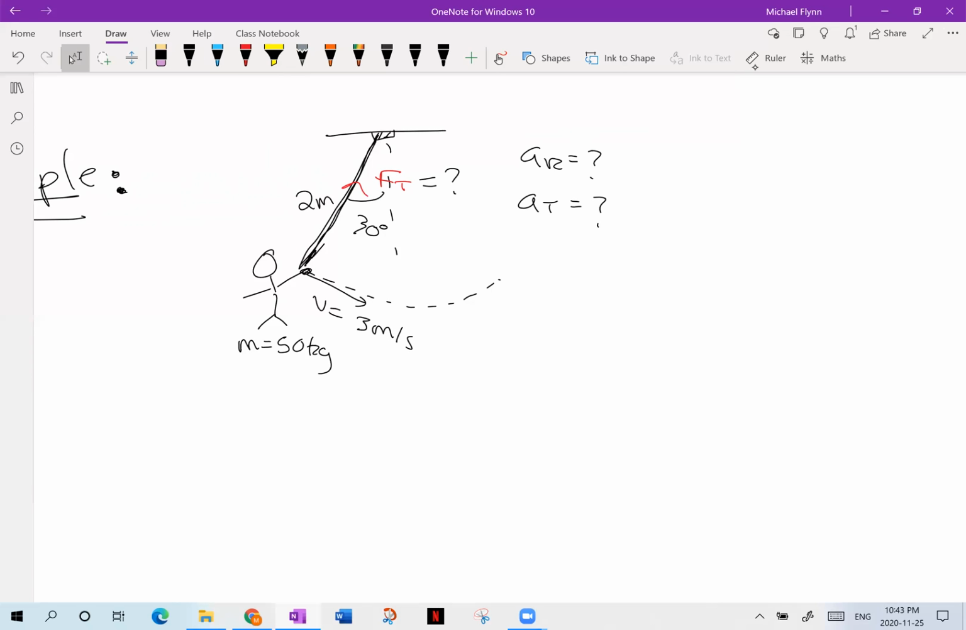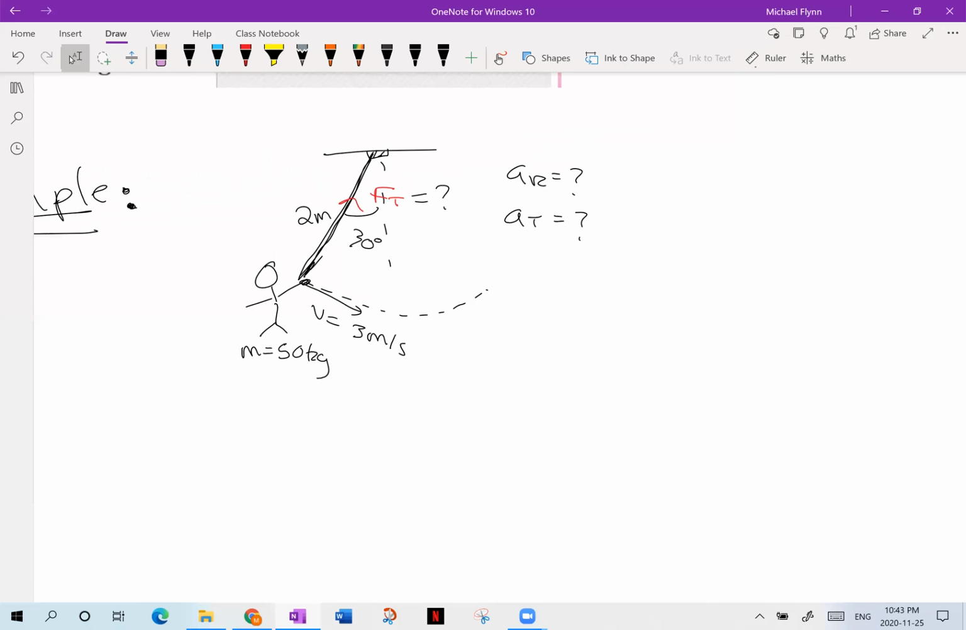But how we solve it is exactly the same as how we always solve questions of this type, okay? So what you do is you draw a free body diagram of the person. I mean, it's the only thing you can draw a diagram of here. So what's acting on the person?